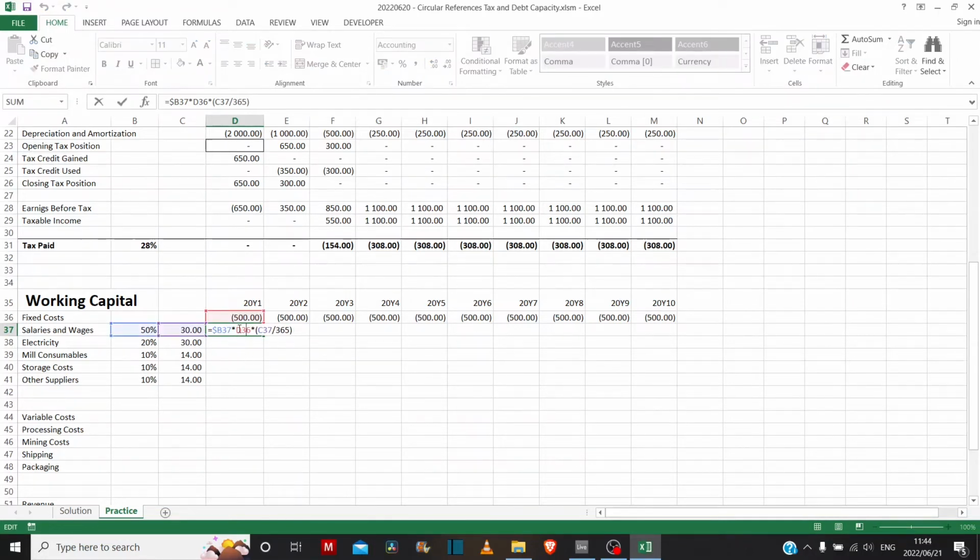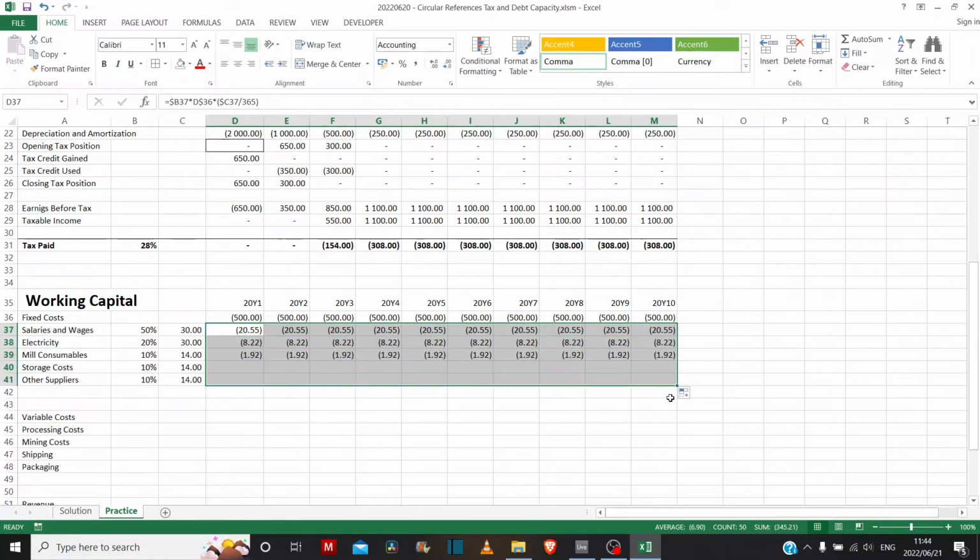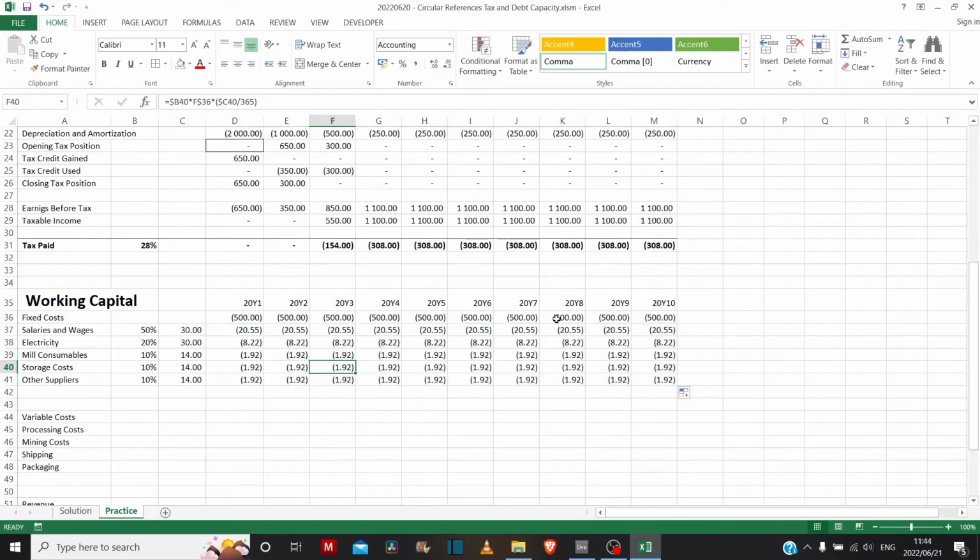So I'm just going to lock the row here, and I'm going to lock the column here so that I can just drag this formula across and down as well. So the same interpretation would apply for these numbers within the body of the table as well.